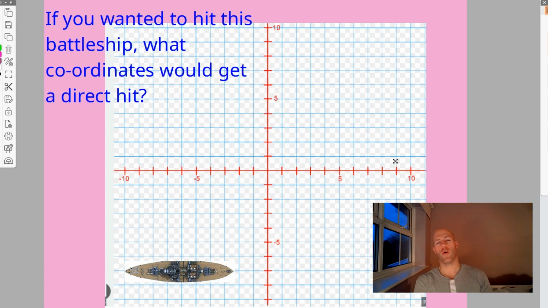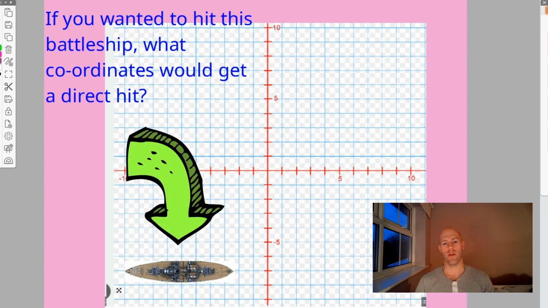We're talking about coordinates today. And the first question I have for you straight off the bat is, have a look at the coordinates I've got here, 4 quadrants. If you wanted to hit the battleship, and that is the top-down view of a battleship down there, what coordinates would get a direct hit? Have a look.